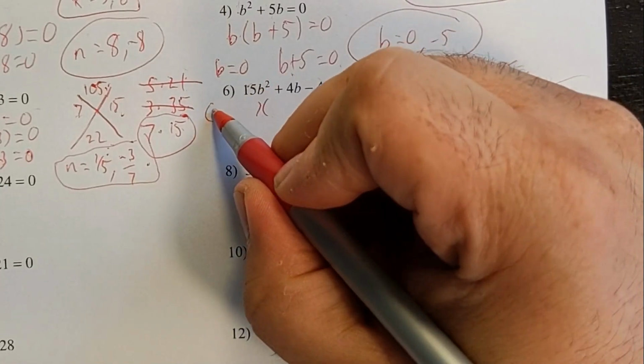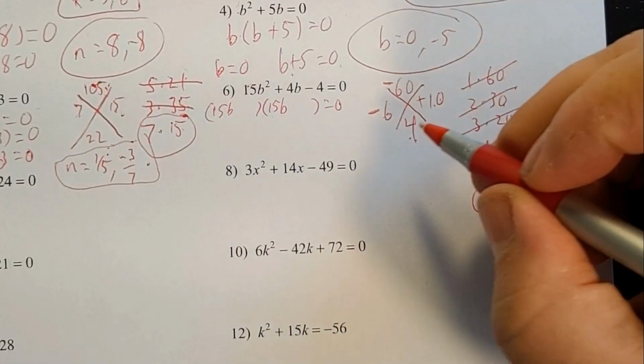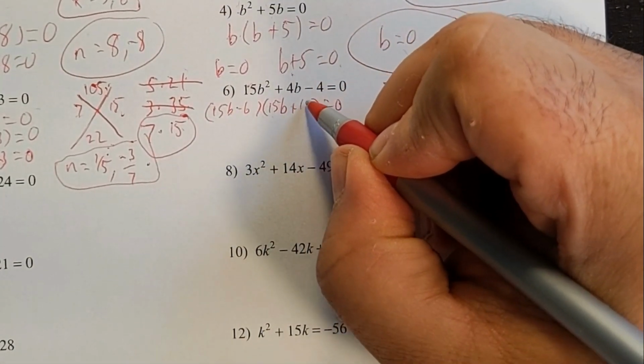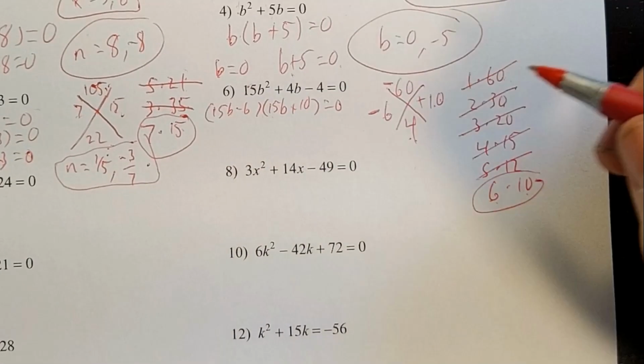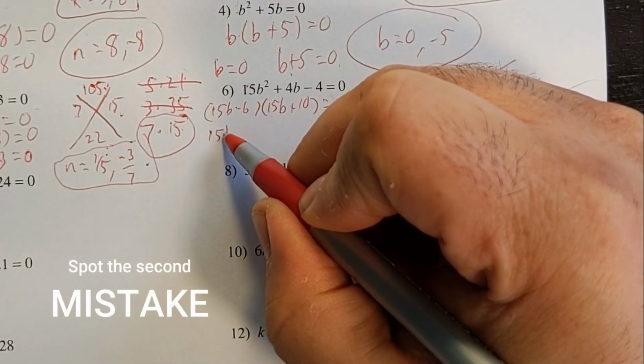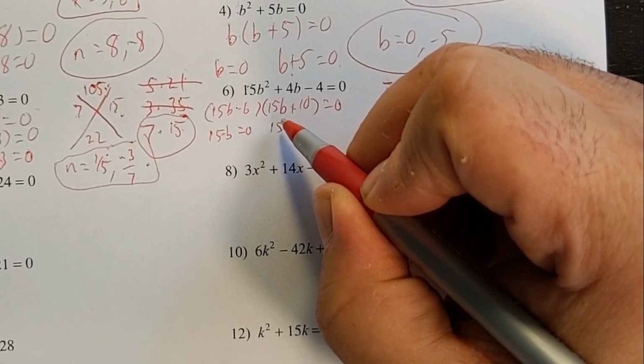That 15b is going to be in front of both of these. Negative 6 and positive 10 end up being our second terms. Make each one equal to 0. 15 minus b equal to 0. 15.